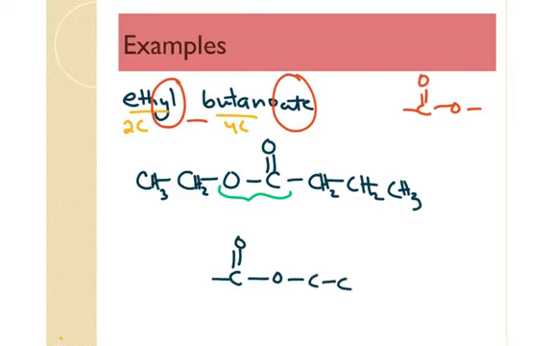Butanoate is the one that includes the double bond O. So I've already got one of four, I've got to add three more, and then again putting in my H's. So a couple of different techniques there.